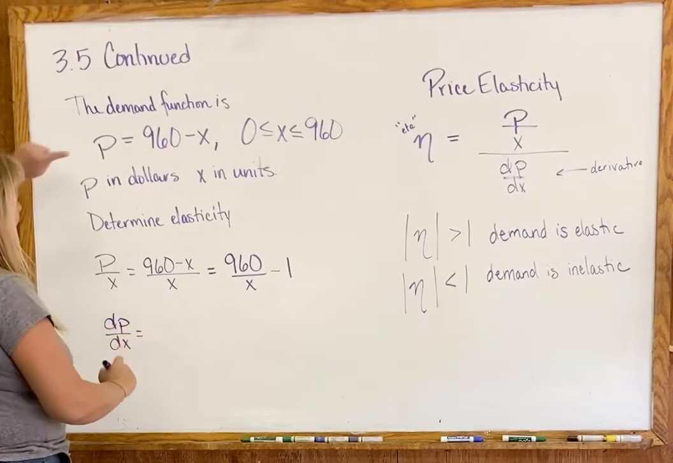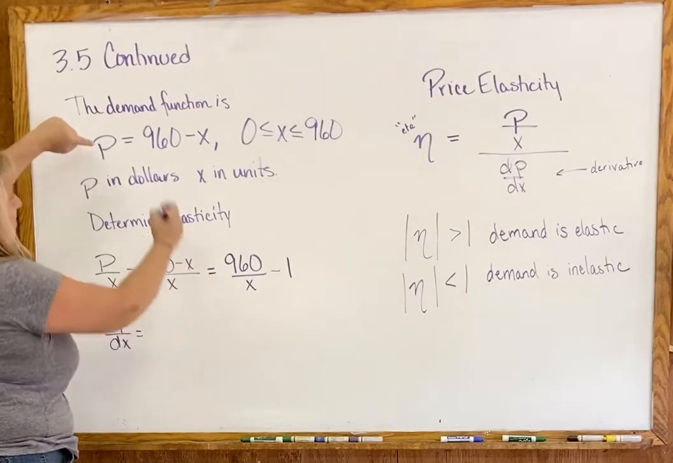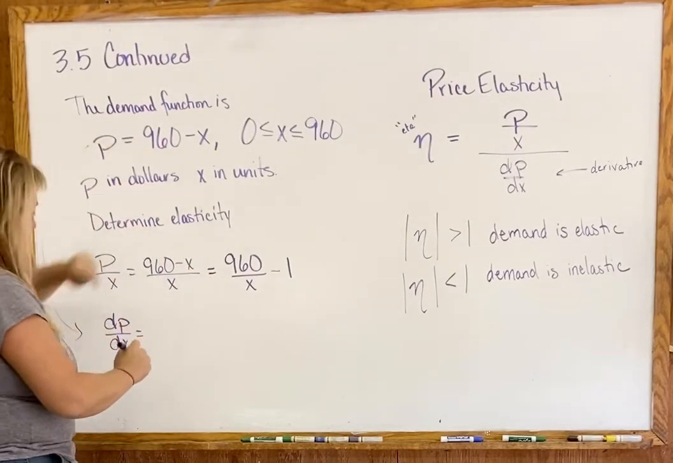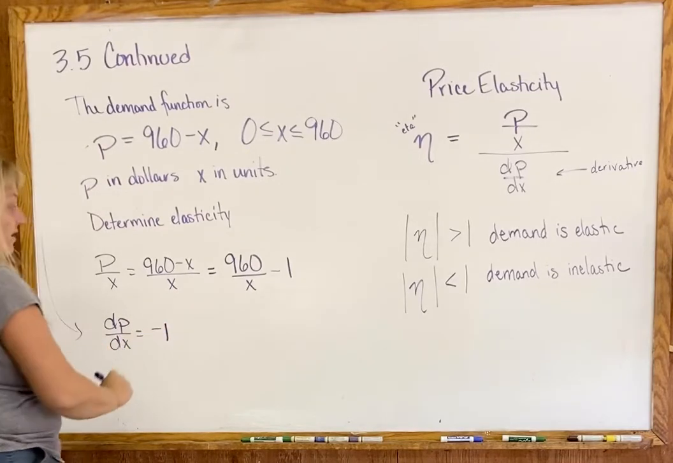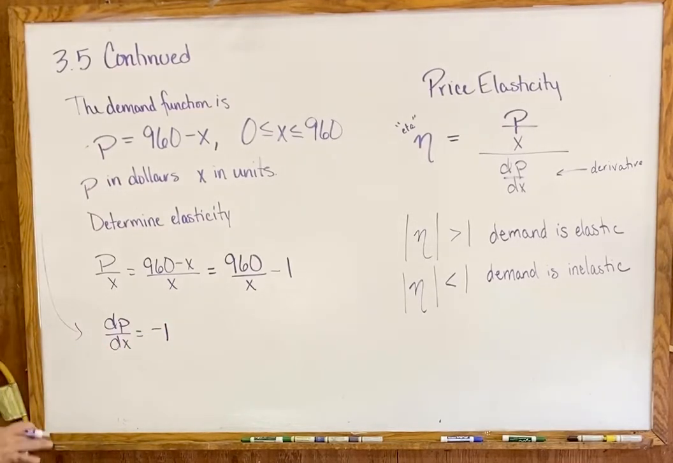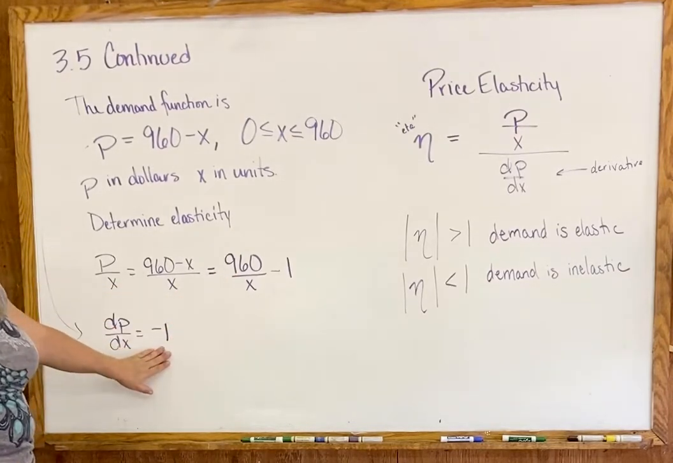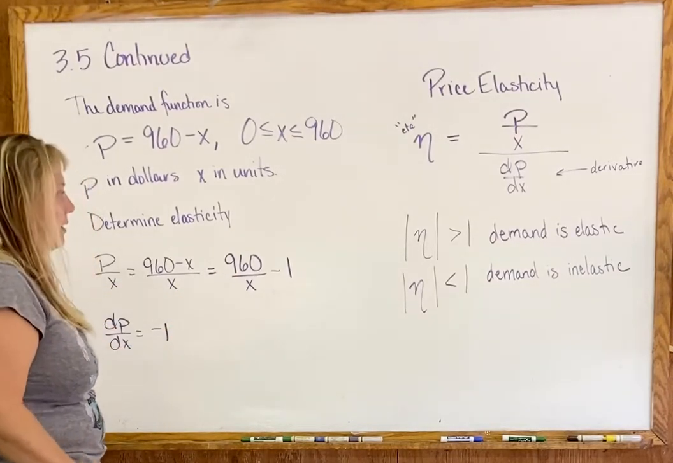Now we need to find dP/dx. Remember, dP/dx is this derivative, the derivative of our function up here. And luckily enough, it's just -1, which makes life much easier here. So we know what the top of the fraction is, and we know what the bottom of the fraction is.